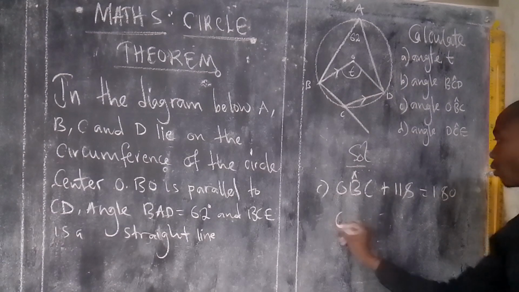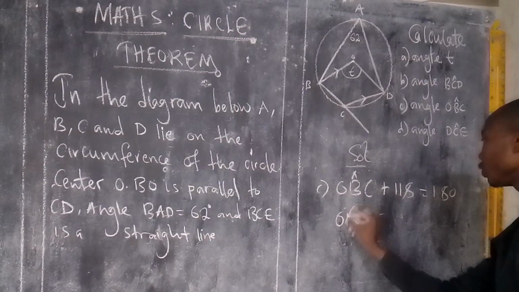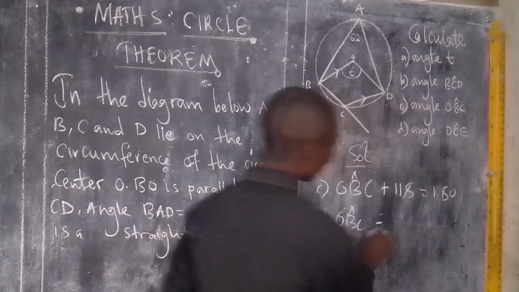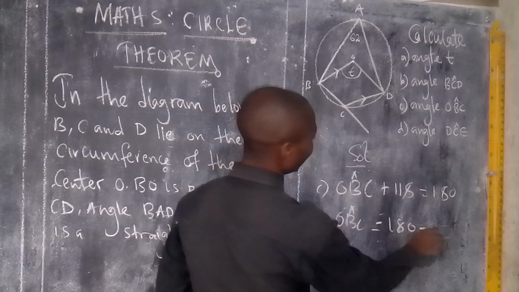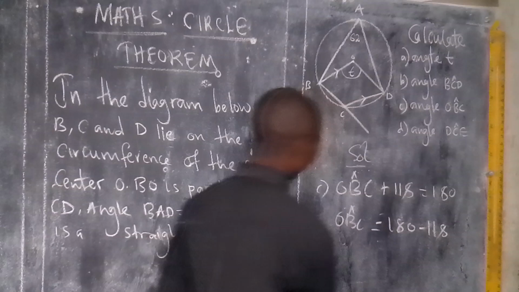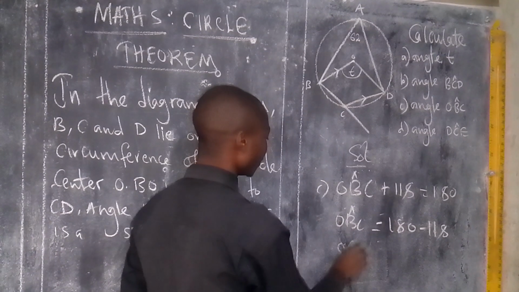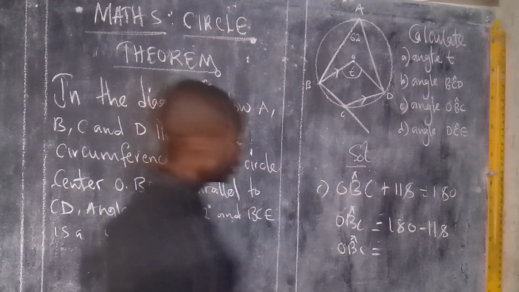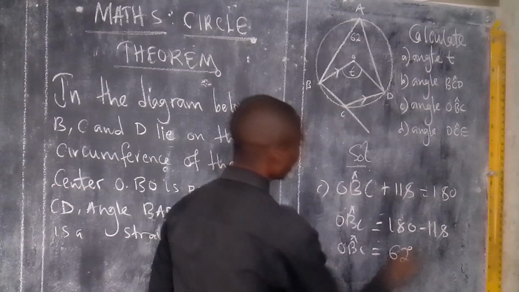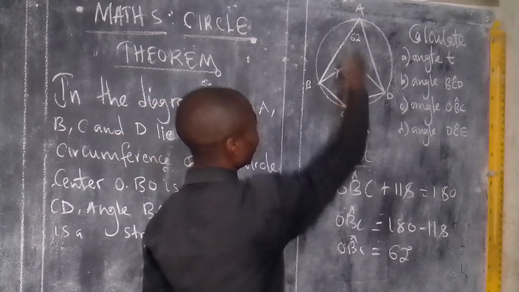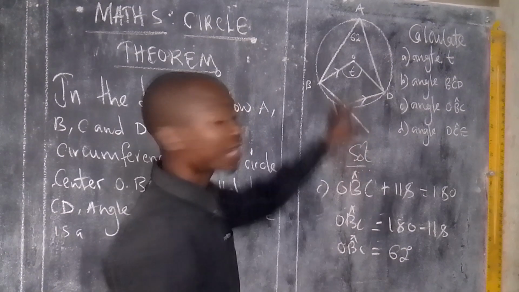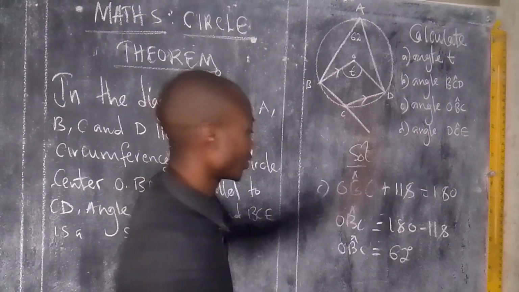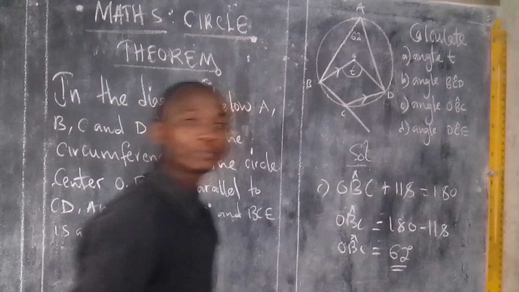So we can say OBC is equal to 180 minus 118. So OBC is equal to 180 minus 118 to give us 62. So I say that this angle must be equal to that angle. Why? Because these are angles associated with parallel lines. So that is the answer for question C.